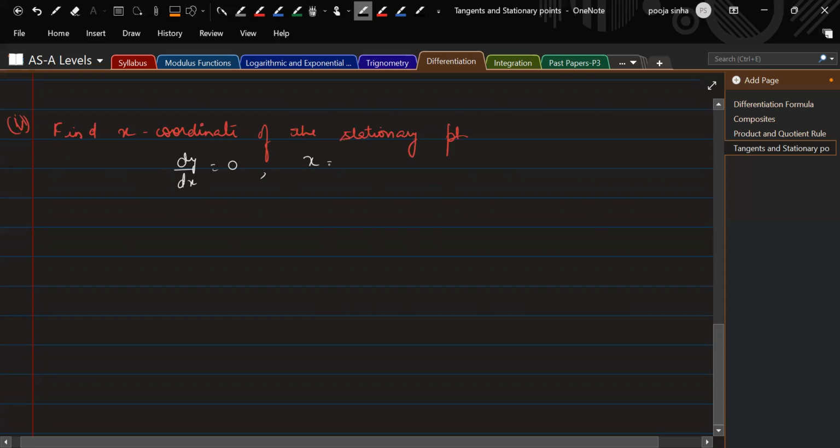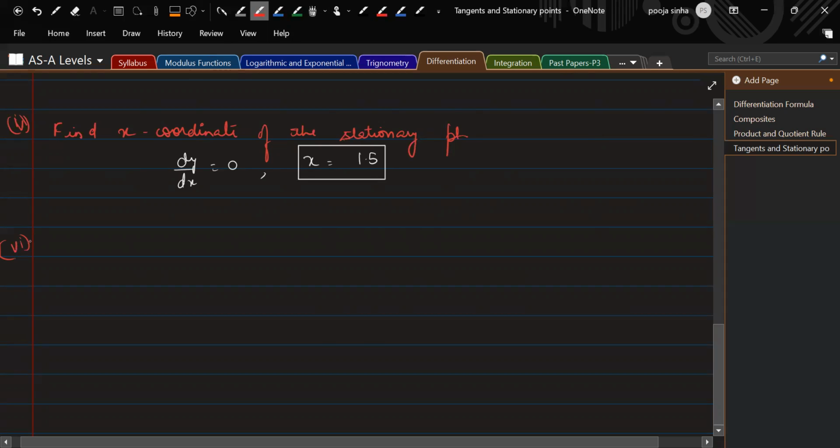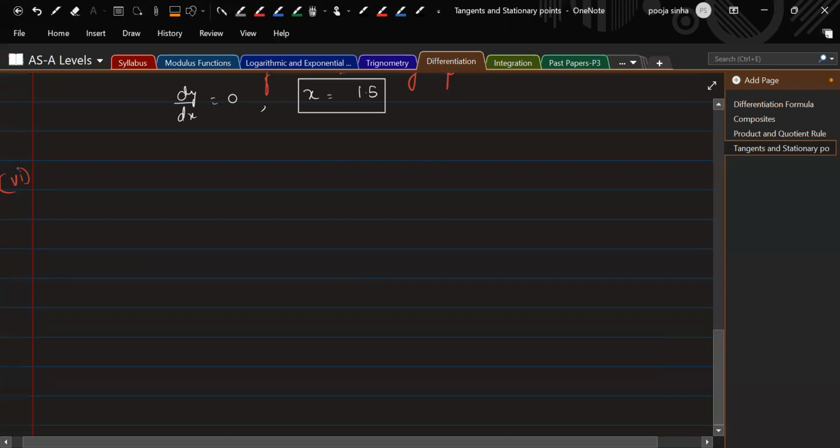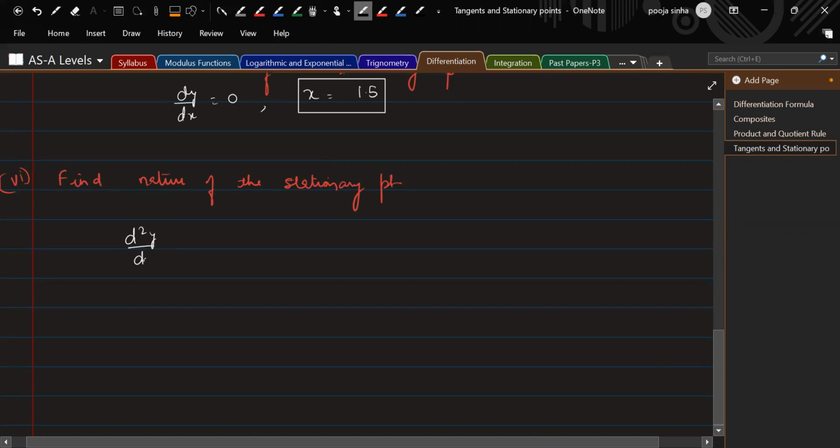तो x का value कितनी आई? 3 upon 2, which is 1.5. Correct? Next. Find nature of the stationary point. So, double differentiation. Okay. That will be 4 only. So, d square y by dx square is equal to 4. तो उससे हमें क्या पता चलता है? Oh, it's a minimum, because it's positive. It's greater than 0.